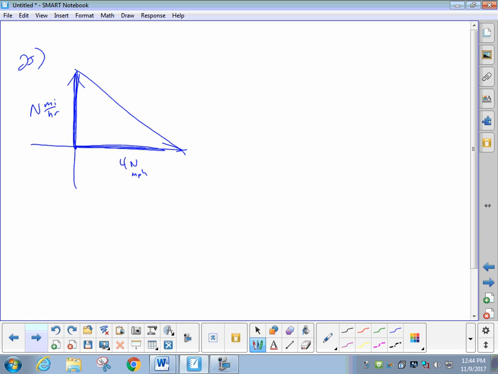Is this a calculus problem? No, it is not. Wouldn't you say that you need to know how far this went, how far this went to find that? If this guy went n miles per hour for 1/2 hour, how far did it go? n over 2 miles. If this guy goes 4n miles per hour for 1/2 hour, it goes 2n miles. So if this guy goes n over 2 miles, this guy goes 2n miles, then this is... Not a calculus problem.